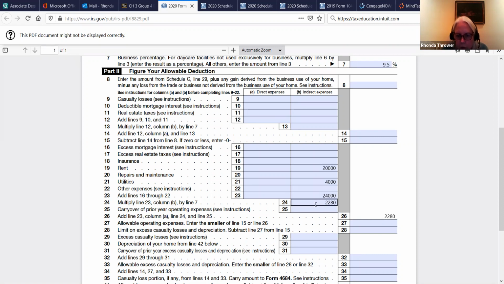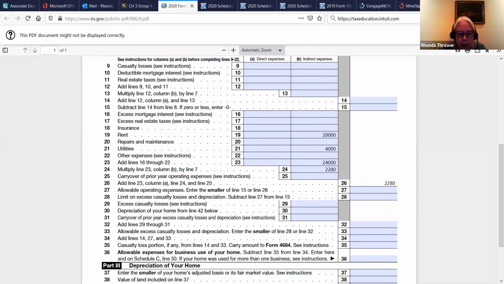So we're adding 24 and nothing there because there wasn't anything in column A on line 23. I'm sorry, what? Sorry, that was my kid. Oh, okay. All right.